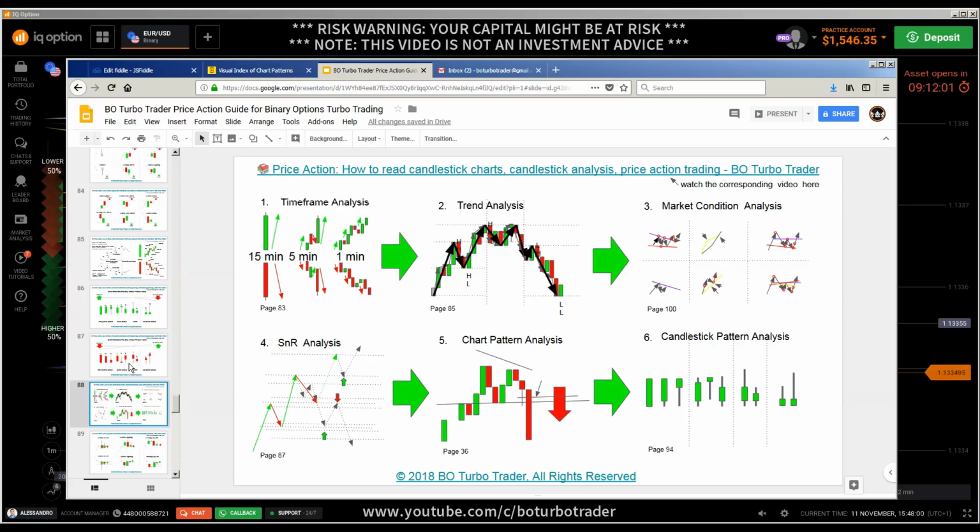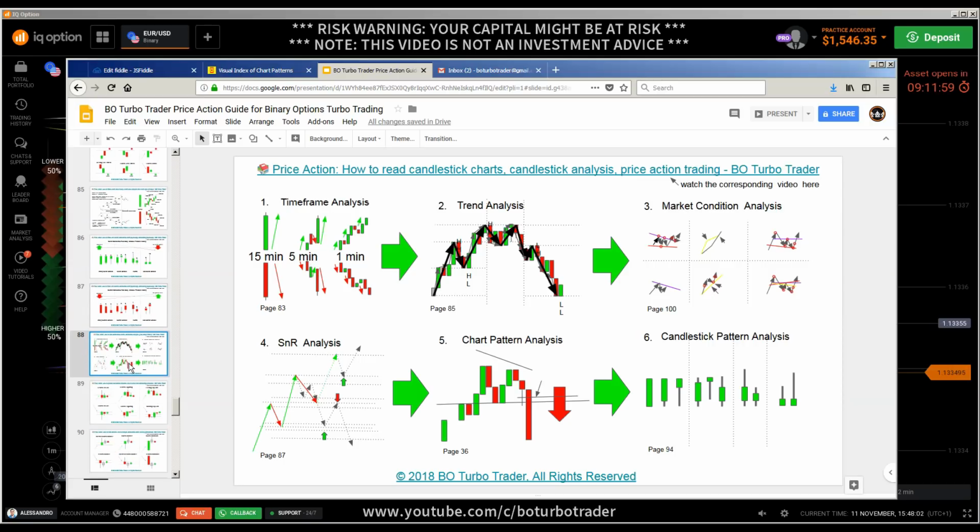And then obviously this important stuff, how to read candlestick charts, candlestick analysis, those should be the steps before you do a trade. I will show you this in live trading soon, because I got so many questions about this.